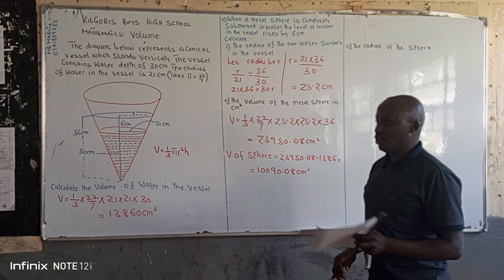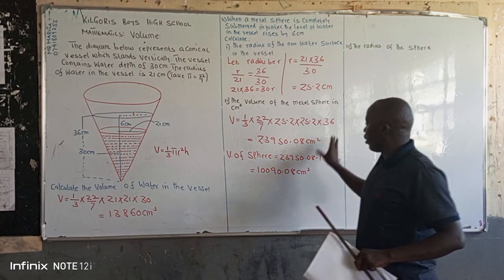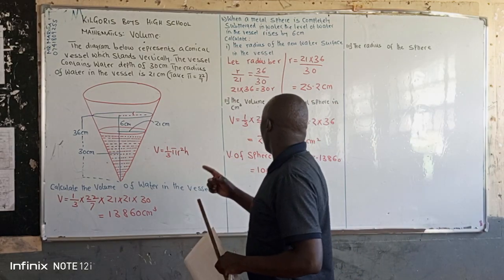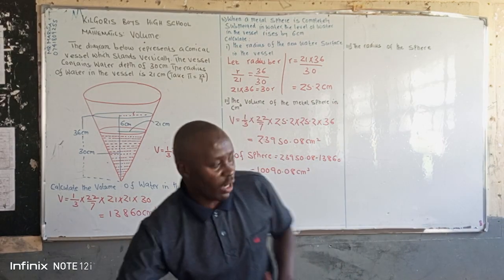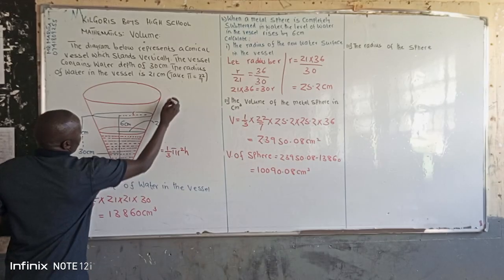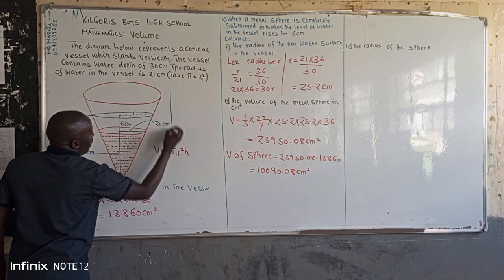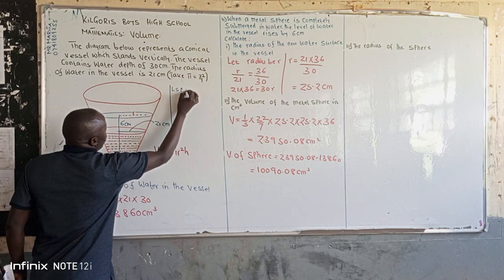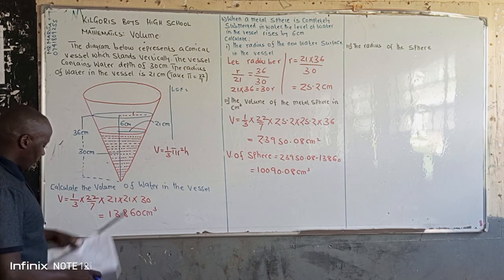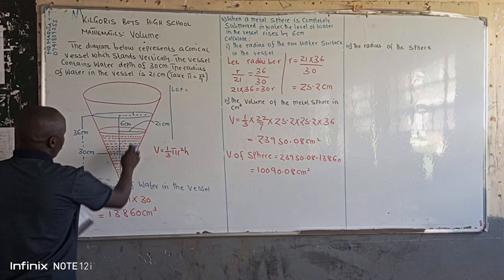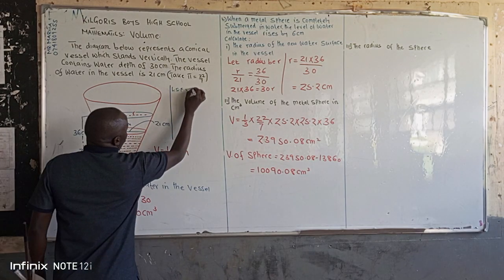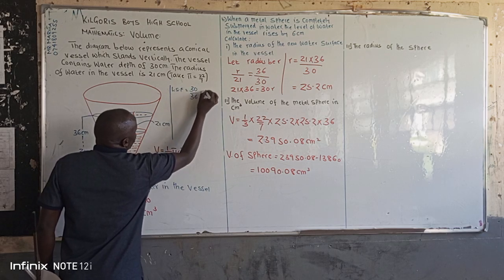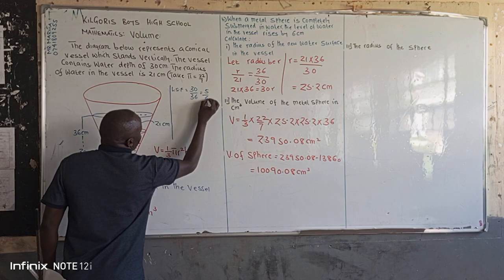If you use the ratios, an alternative way of getting this, you first get the linear scale factor. This is 30, you divide it by 36, and this gives us 5 over 6.